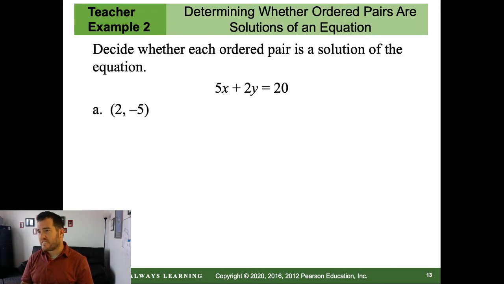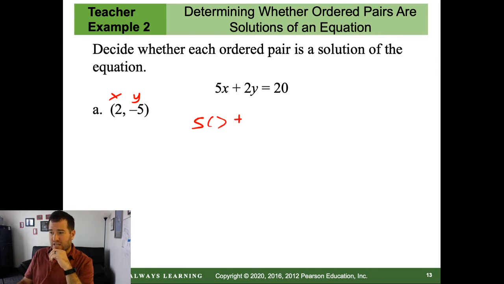So the question is, decide whether each ordered pair is a solution of the equation. The first thing I do, and this is kind of weird, is I mark this as x and I mark that as y, just so that I know what's going on. The next step is I rewrite this where anywhere I see a variable, I put a set of parentheses. Then I notice here I've got to put an x there and I've got to put a y there.